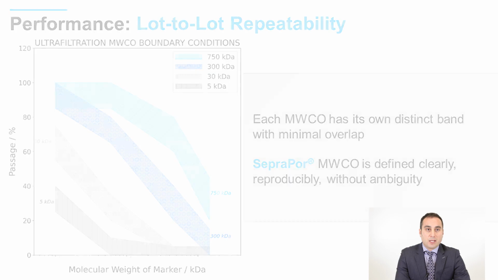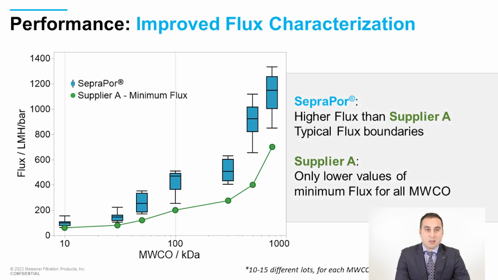And finally, we want to highlight that Sepropore membranes have higher flux values and offer typical flux ranges as shown in the graph. Here also, we added the minimum flux for supplier A. So we want to highlight in this particular slide that Sepropore has higher flux values than supplier A, but also offers the advantage of typical flux boundaries. Supplier A, on the other hand, has lower minimum flux values throughout all molecular weight cutoffs, as you can see in the graph.